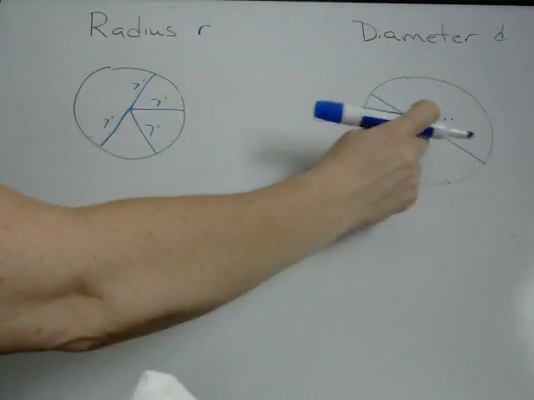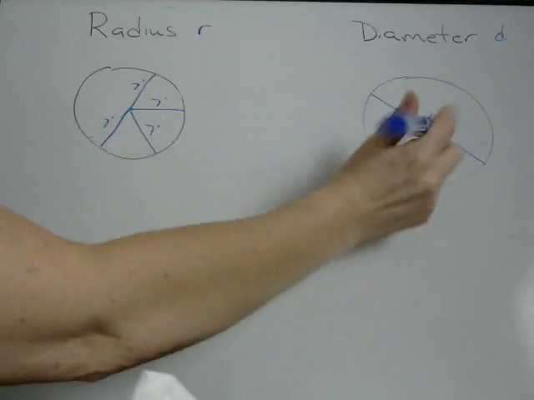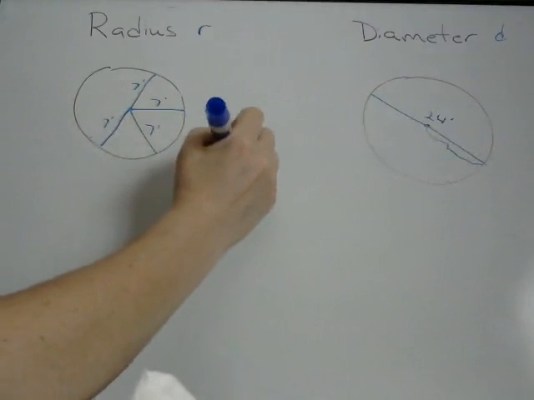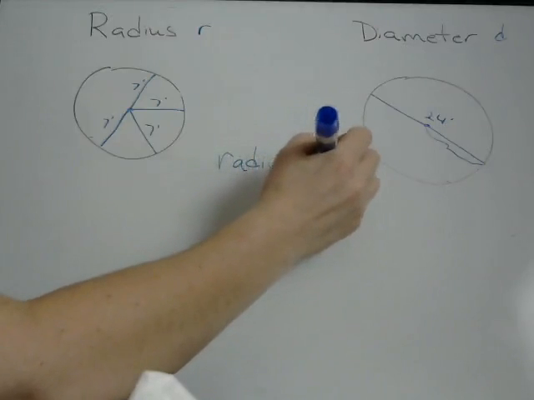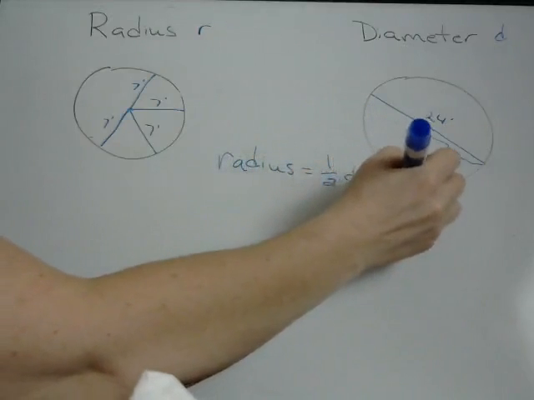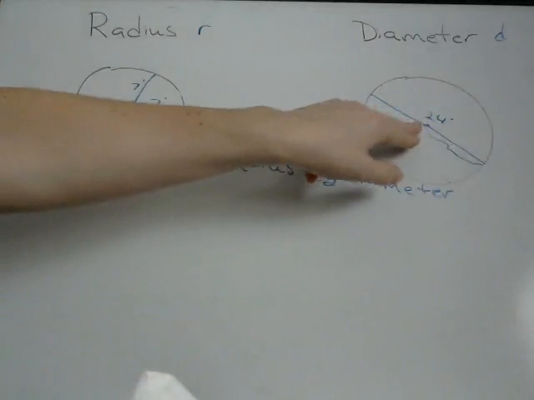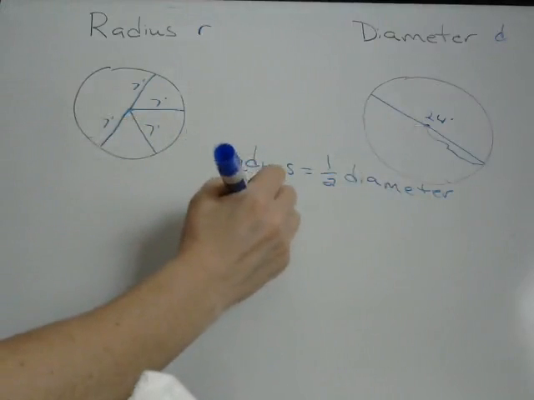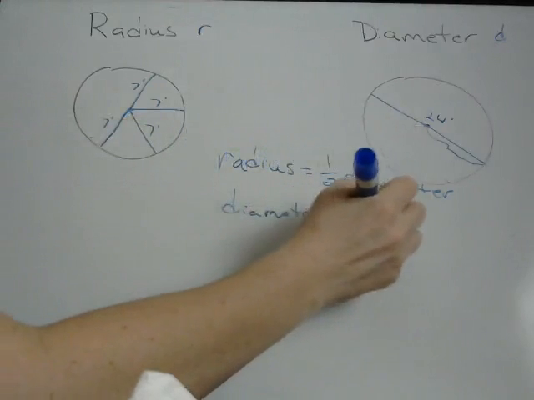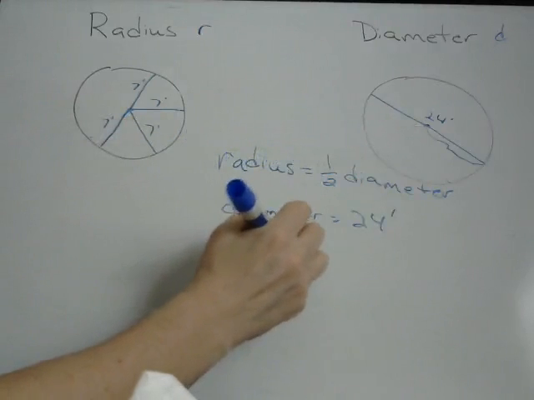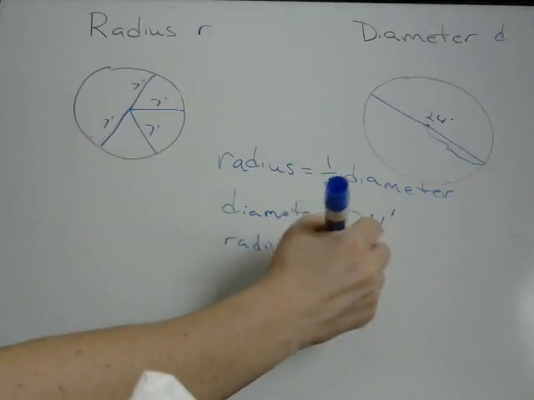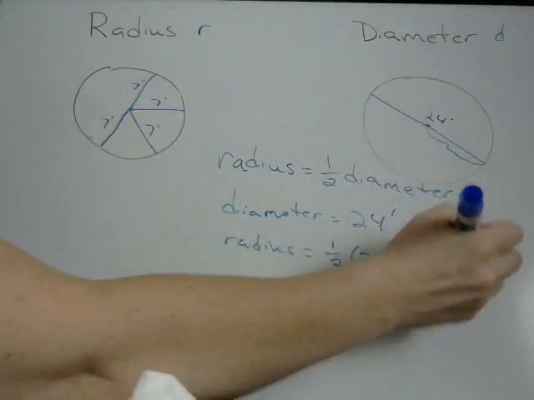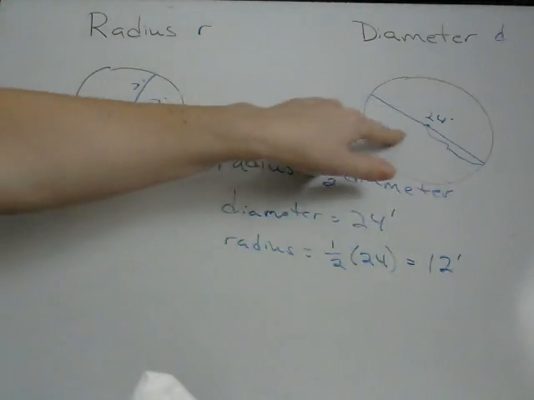So you can see the relationship here that if you take half of the diameter, so if you're just looking at half of it, you have the radius. So the radius equals 1/2 the diameter. So here, if we're told that the diameter is 24 feet, then the radius is half of that. So the radius equals 1/2 times 24. 1/2 of 24 is 12 feet. So that's the relationship between the two.